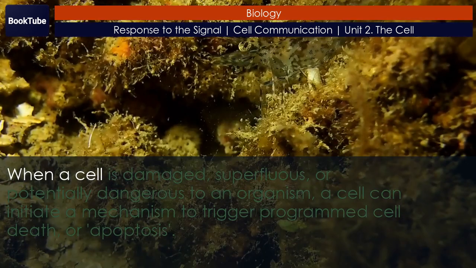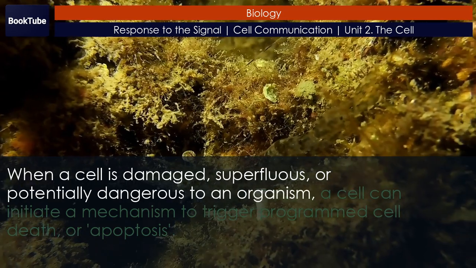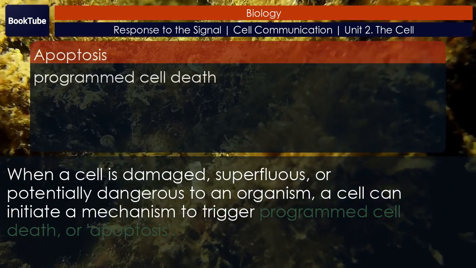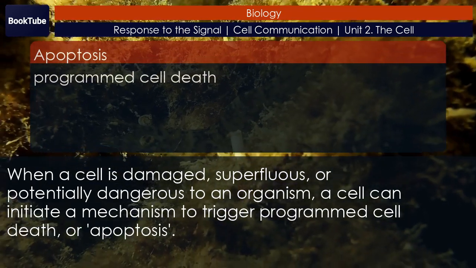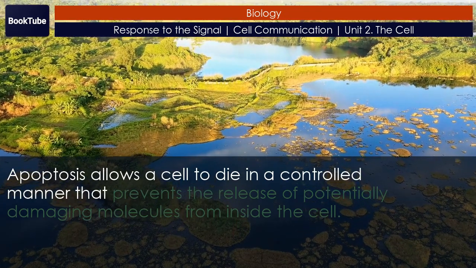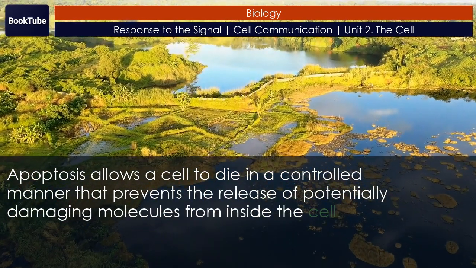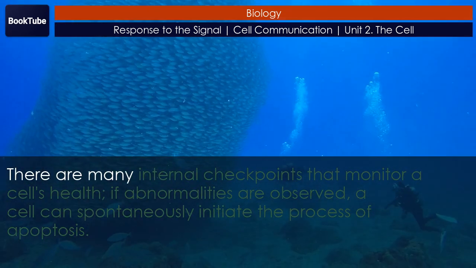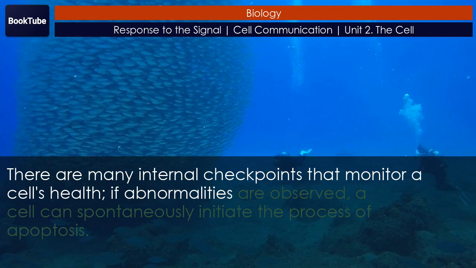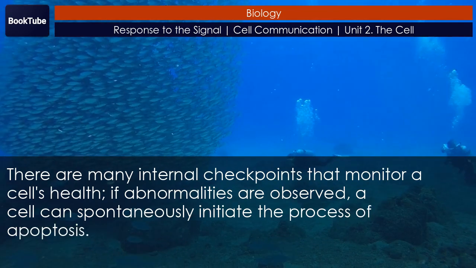Cell death. When a cell is damaged, superfluous, or potentially dangerous to an organism, a cell can initiate a mechanism to trigger programmed cell death, or apoptosis. Apoptosis allows a cell to die in a controlled manner that prevents the release of potentially damaging molecules from inside the cell. There are many internal checkpoints that monitor a cell's health. If abnormalities are observed, a cell can spontaneously initiate the process of apoptosis.